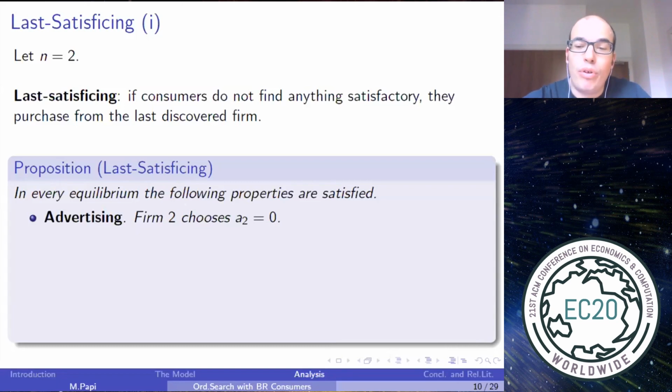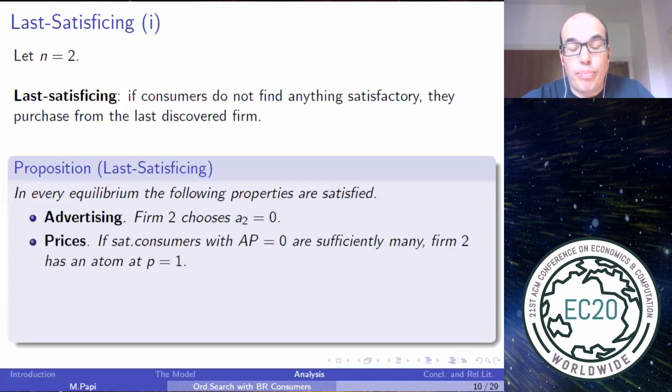In every equilibrium, the following properties are satisfied. First of all, in terms of advertising, firm 2 again chooses not to advertise, because it wants to make sure that consumers are as active as possible. In terms of prices, and here is a key difference with respect to the previous case, if satisficing consumers with the lowest aspiration price are sufficiently many, then firm 2 has an atom at 1, where 1 is interpreted as the consumer's maximum willingness to pay for the product.